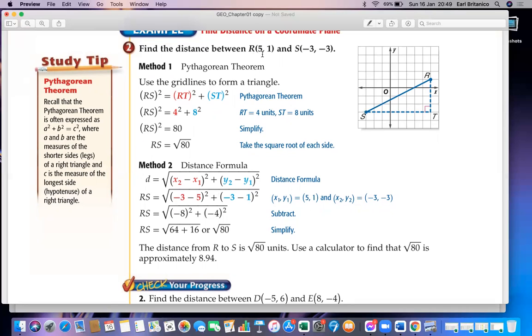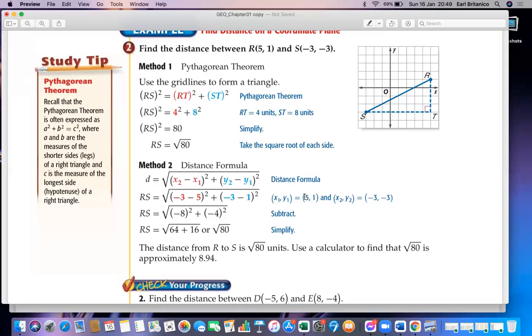So R is 5, 1. R is the first letter given, so might as well just use it as your first point. So it's gonna be x1, y1. So your x1 is 5, your y1 is 1. S, which is your second point, will be your x2, y2. Your x2 is -3, your y2 is -3. Clear? Okay. Now we will use the distance formula, the square root of x2 minus x1 squared plus y2 minus y1 squared.